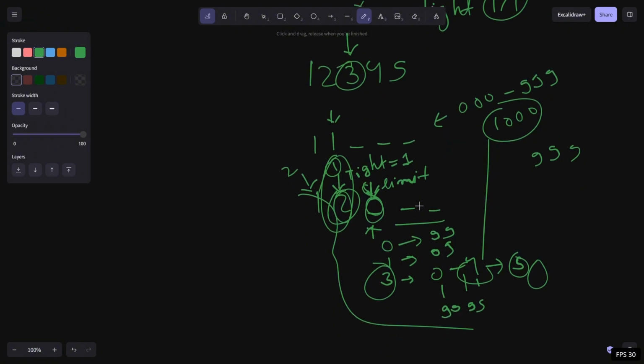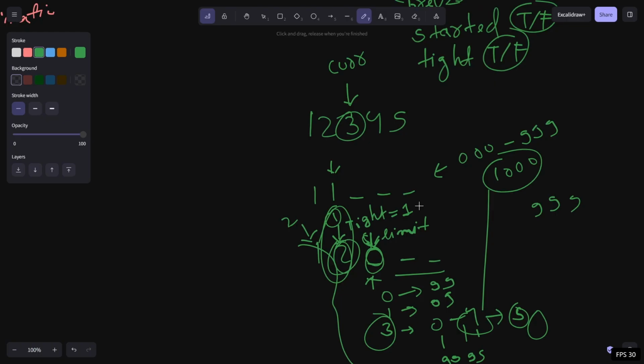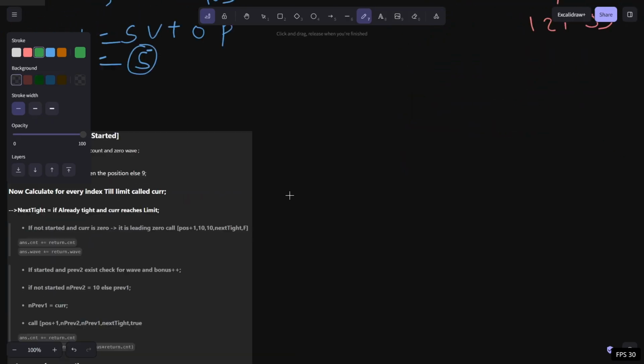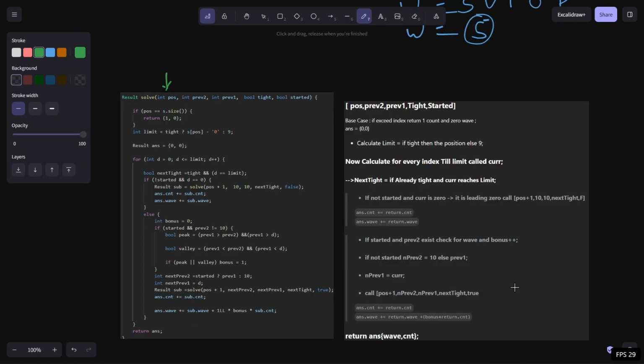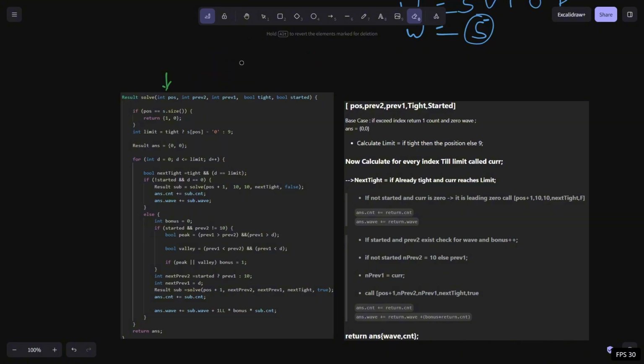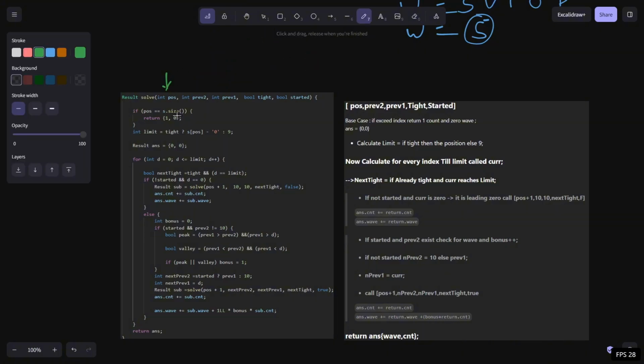Now let's see the code, how we actually count the number of ways and the number of combinations of those ways. The first parameter we have here is the position. What does position refer to? Suppose we have something like 1 2 3 4 5. If we are at this position, we can go from 0 to 9 if it's not tight. If we are here, we can go to 99. If we are here, we can go from 0 to 999. So position tells us the range, and also points to the current element.